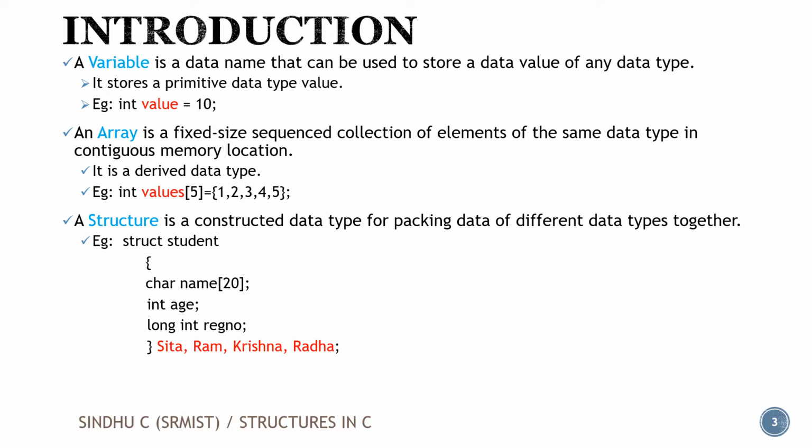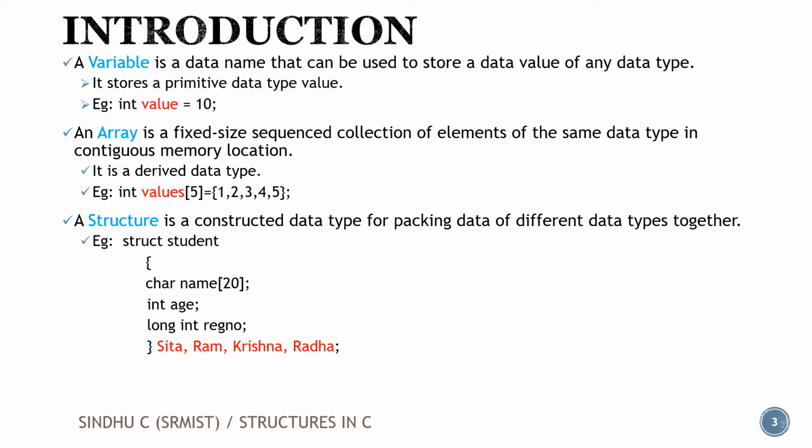An array variable stores n number of data of the same type in contiguous memory location. Array is a derived data type. Here the word values is a variable of the type int. Inside square brackets we have 5, which means values can store 5 integer data values. Here the values are 1, 2, 3, 4 and 5.